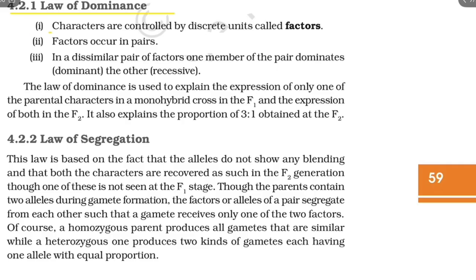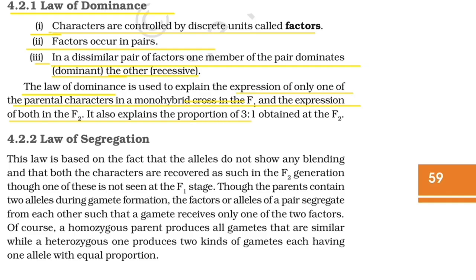Law of dominance. First, characters are controlled by discrete units called factors. Second, factors occur in pairs. Third, in a dissimilar pair of factors, one member of the pair dominates the other. The law of dominance is used to explain the expression of only one of the parental characters in a monohybrid cross in the F1 and the expression of both in F2. It also explains the proportion of 3:1 obtained at the F2.